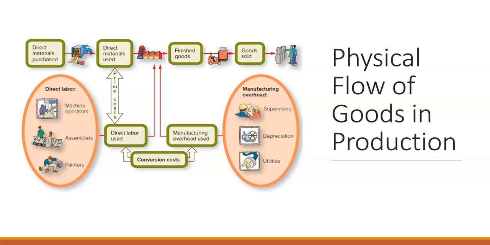We add the costs of our direct materials, our direct labor, and our manufacturing overhead into the cost of what it costs to make an item. So once those three things are added up, then we know how much it costs to make what we are manufacturing. So we can determine how much we need to sell it for in order to make a profit.